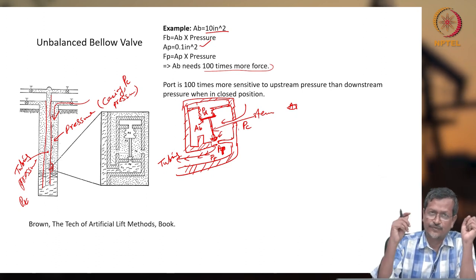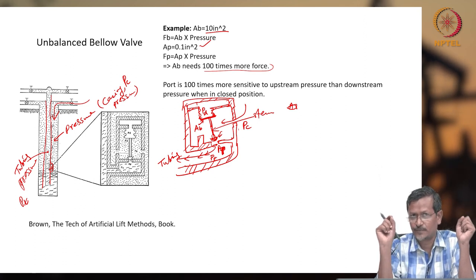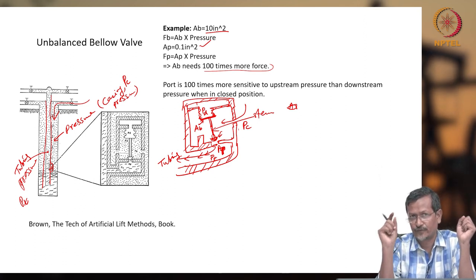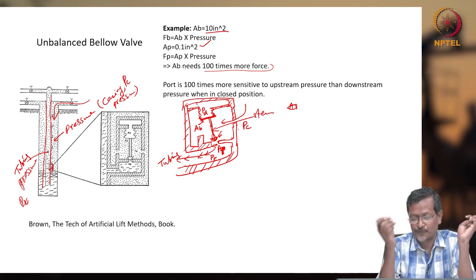So that's why you can actually control it from surface. Tubing pressure will not be affecting much, but it does have an effect, though not much. Casing pressure has more effect because its area is 100 times more than your tubing pressure.